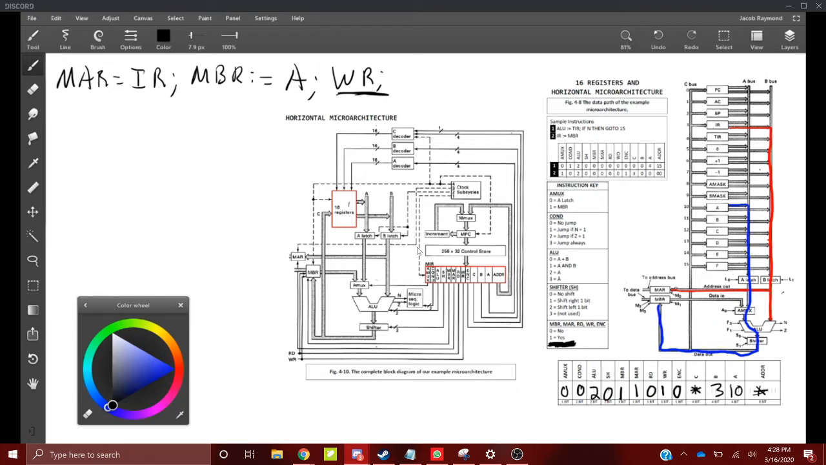Question. Will we ever be given the filled out table and then we have to write the formula? What do you mean filled out table? Like you started out with the MAR equals IR, all that, and then you mapped it out. Will we ever have to reverse that? So you give us the completed table and then we have to... I haven't seen a question like that, but possibly.